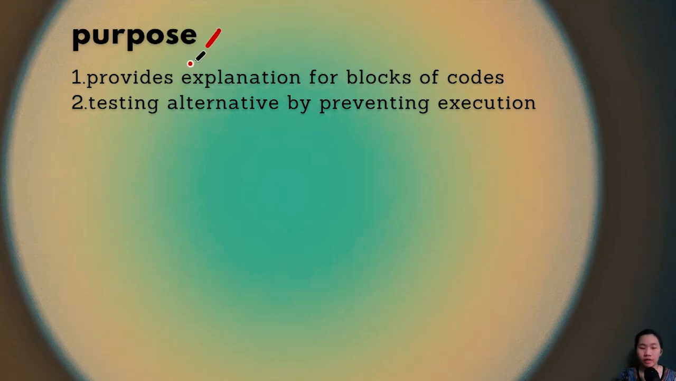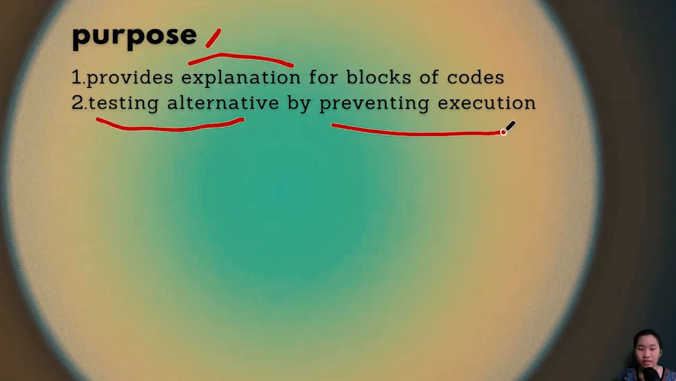Comments help provide explanation for blocks of code. Sometimes it's hard to understand a code straight up, so you can just read one or two lines of comments that would tell you what this code does, and it's easy peasy like that. Because usually when it comes to programming, you do it with a team. And this person codes this, that person codes that. It's hard to keep track of everything, so that's where comments come in. And comments can also be used as a testing alternative by preventing execution.